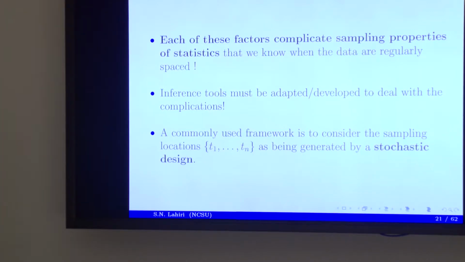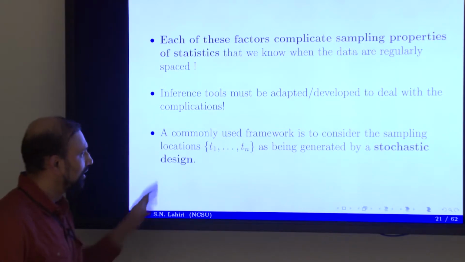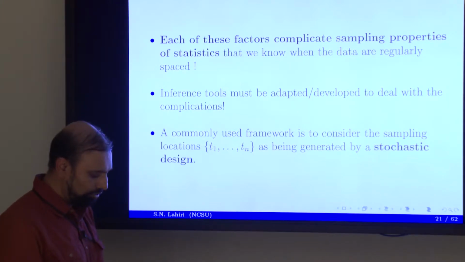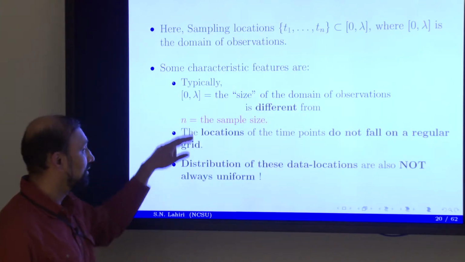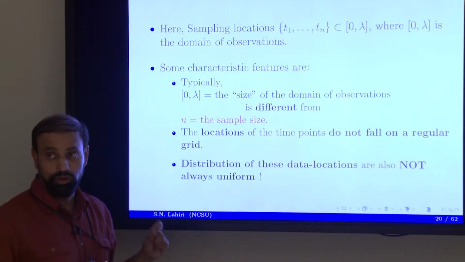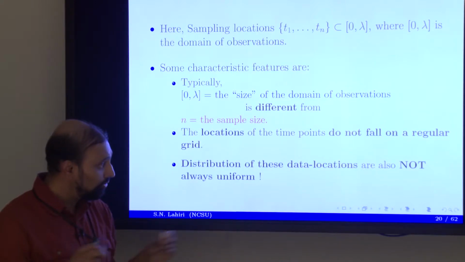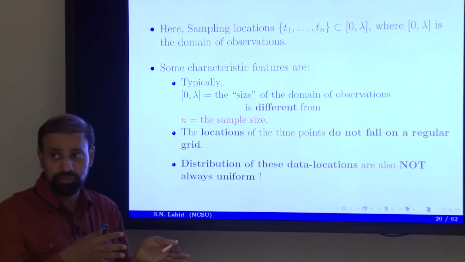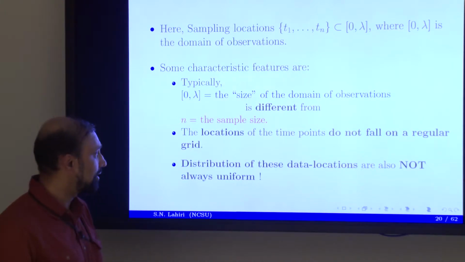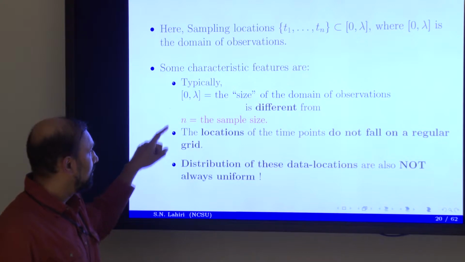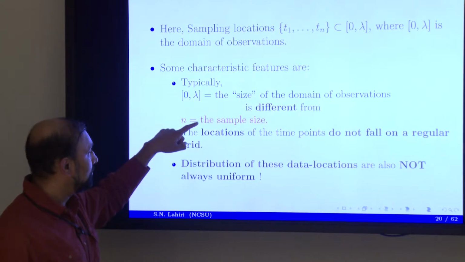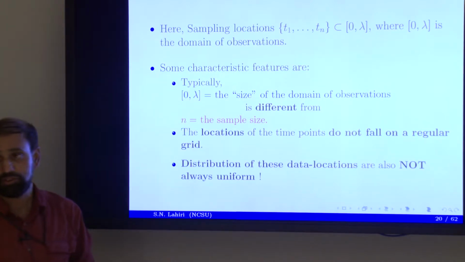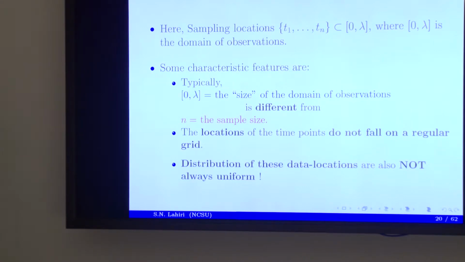But first, we have to come up with a framework that would allow us to capture these two features. One is that non-uniform distribution of the data locations. You have concentrations in some parts and sparsity in other parts. And also the fact that the sample size and the length of the intervals are not necessarily comparable. Okay? You have to somehow separate those two out.